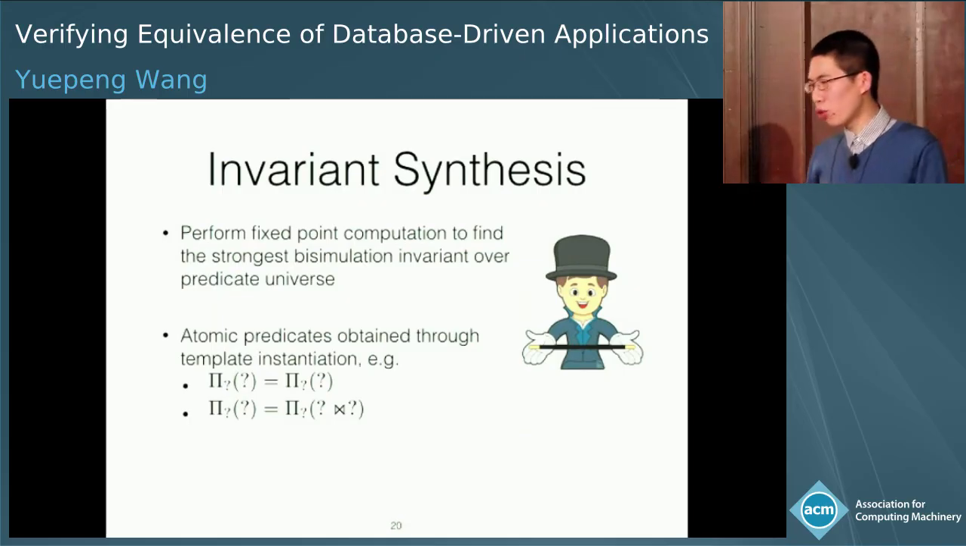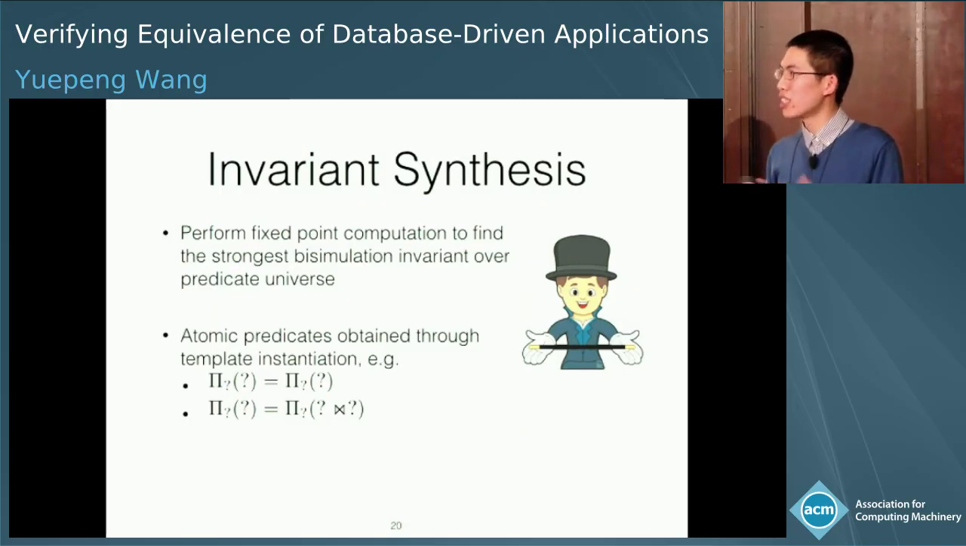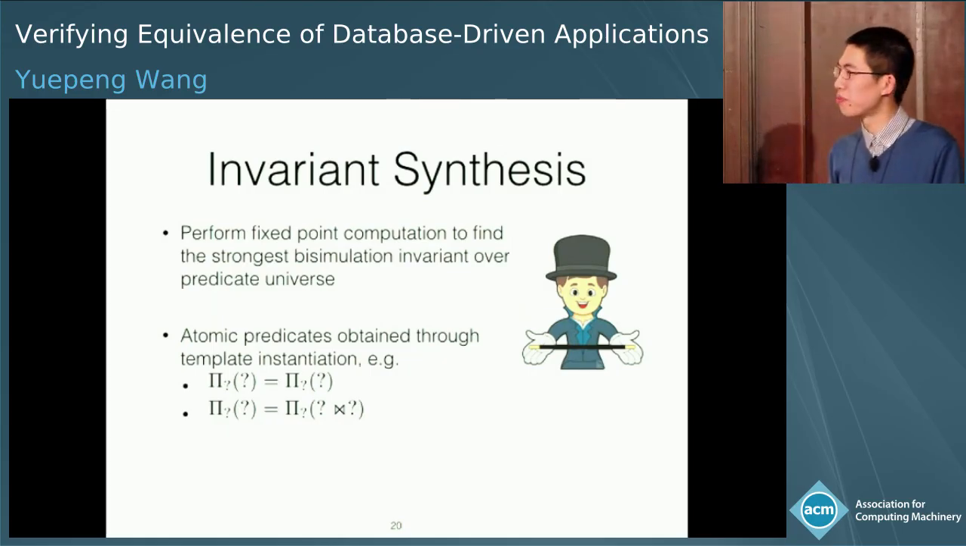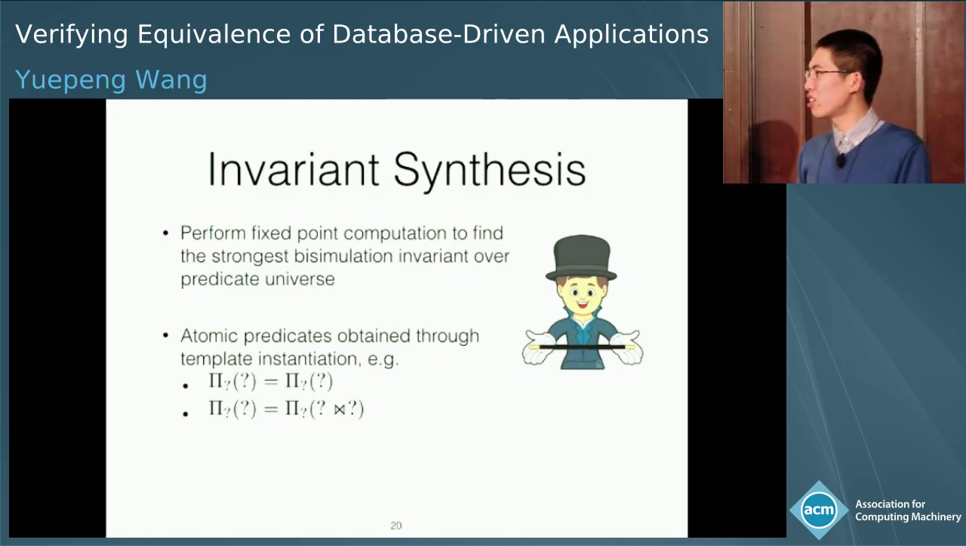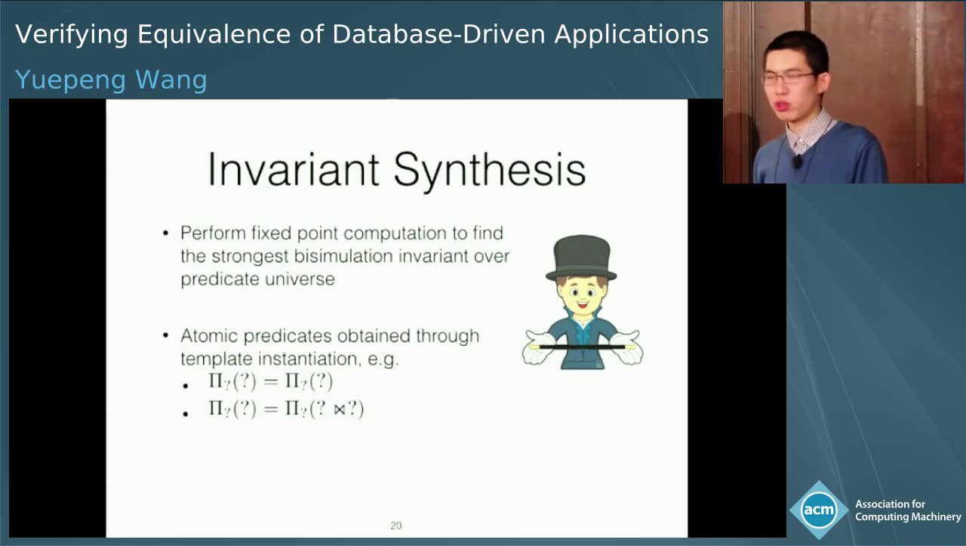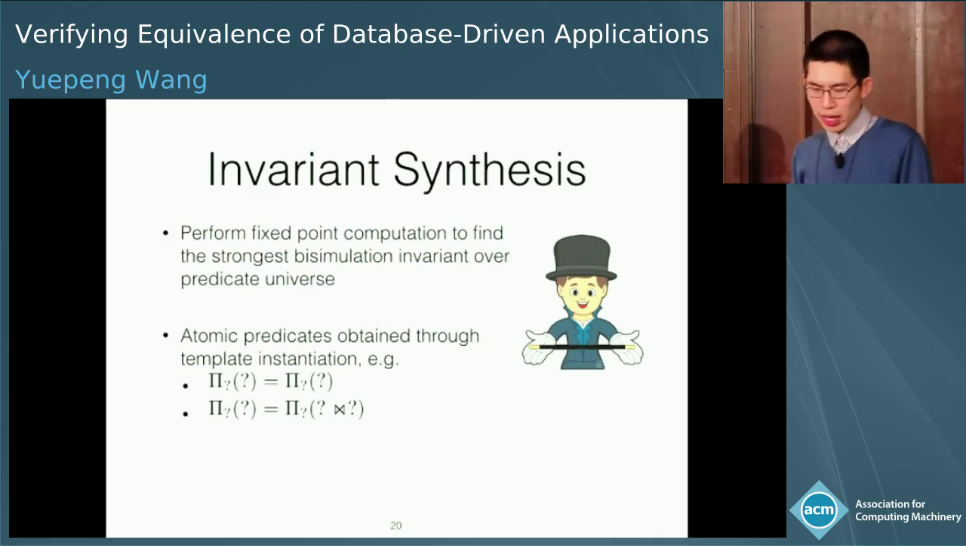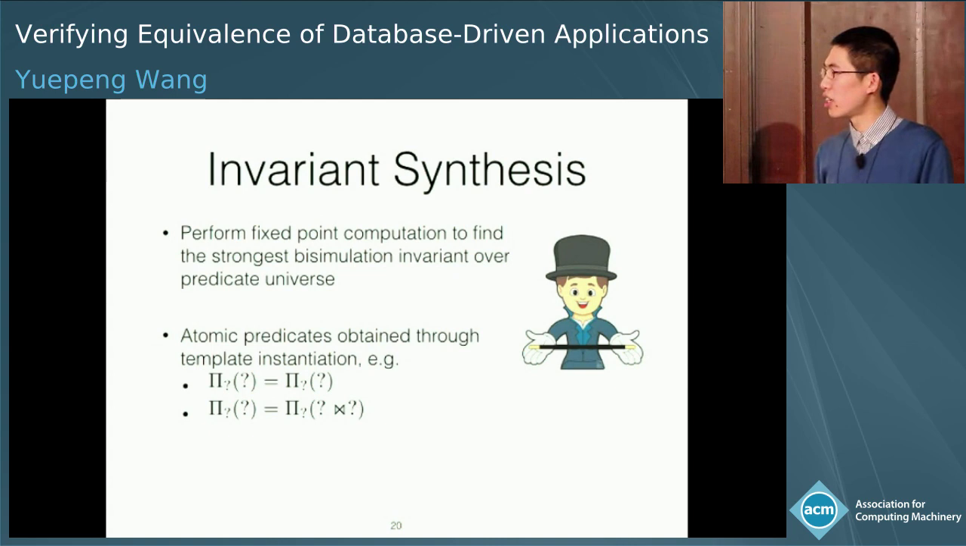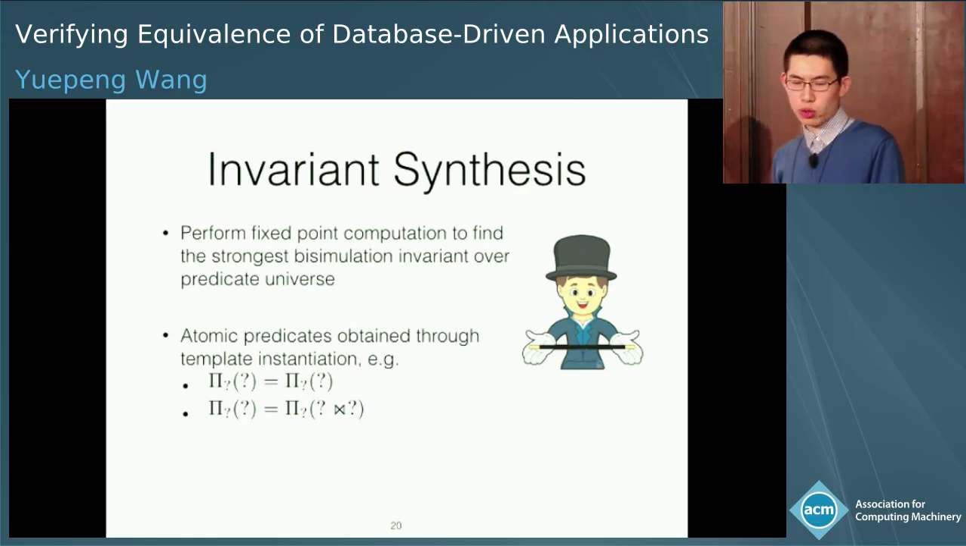So now we know how to prove the correctness of an invariant. Let's talk about how to automatically synthesize them. The key idea is to perform a fixed point computation to find the strongest conjunction over a predicate universe that corresponds to a bisimulation invariant. In our case, all atomic predicates in this universe are obtained through template instantiation.